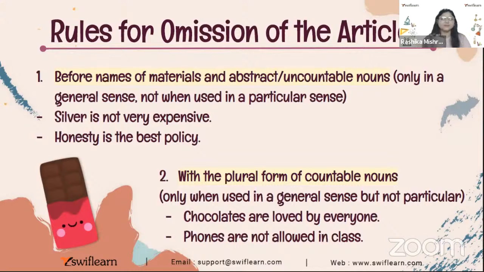For example, we have first case here, before names of material and abstract uncountable nouns. We will not use any article before the name of a material noun. For example, silver is not very expensive. Now, silver is a material noun. We already know about it. That is why we will not use any article before it.